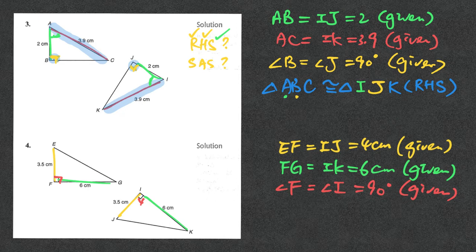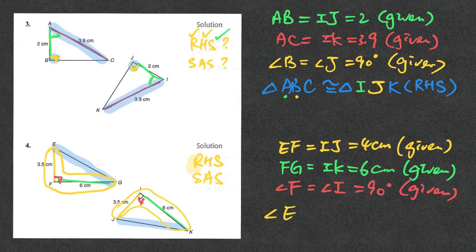But now, according to the study, let's write here clearly. Shall I use RHS or should I use SAS? It is determined by whether the hypotenuse is considered in the question. The hypotenuse would be EG and JK, but we did not consider it in the proof. So finally the answer should be SAS here, SAS here only.